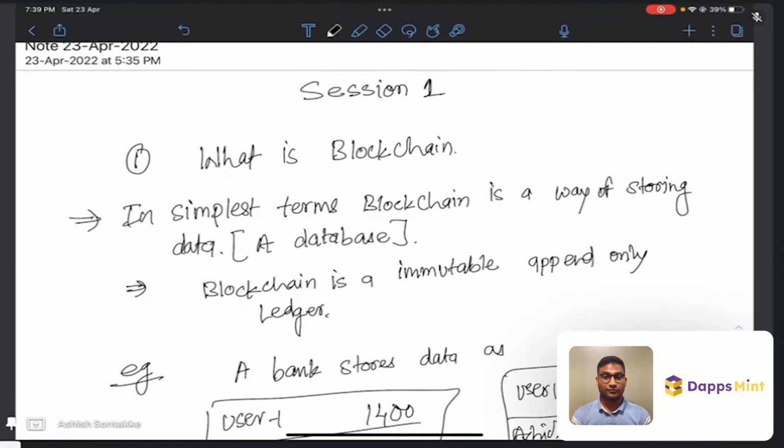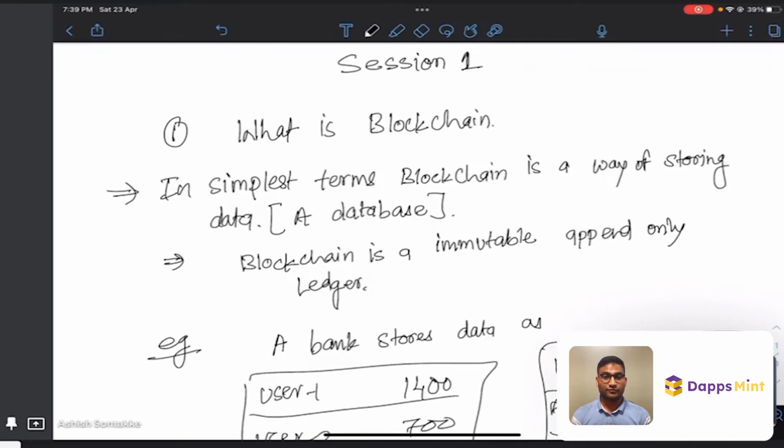You can stop me and ask questions at any time, because whenever we complete a few points, I would prefer that you have understood that completely before we go to the next point. Okay, so let's start. So what is blockchain?